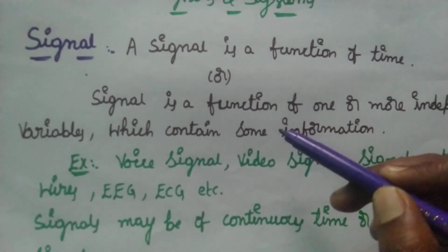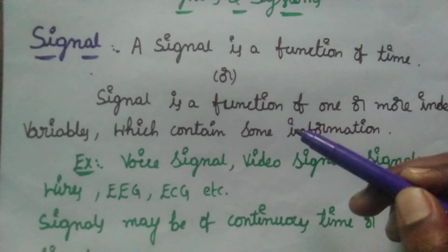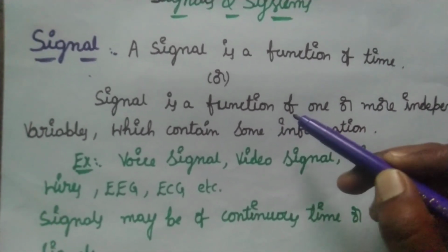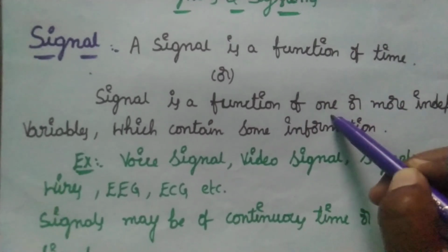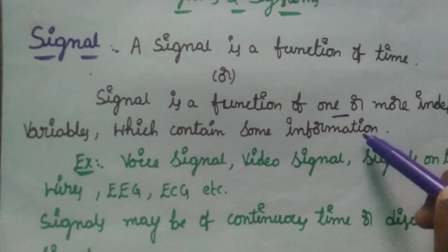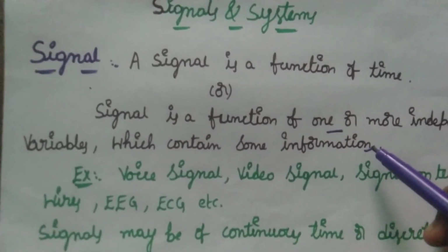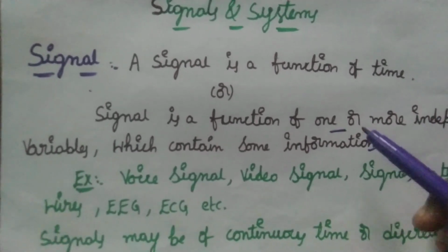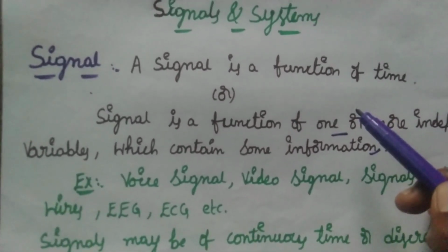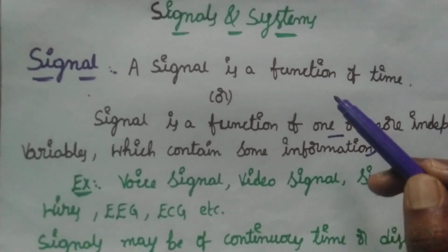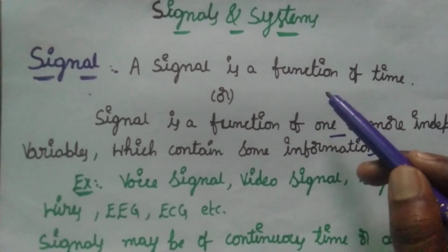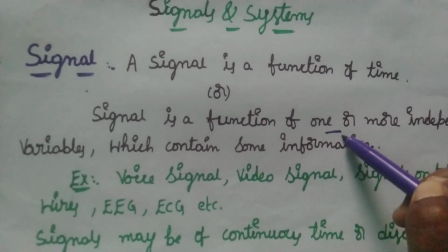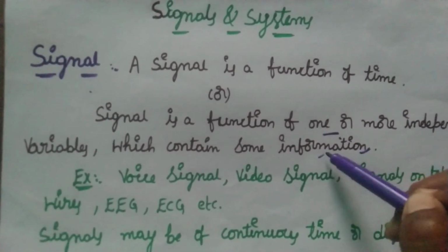Here we have to observe that a signal is a function of not only one independent variable, it is a function of one or more independent variables, and it contains some information. A signal always carries some information. So these are the two points of the signal definition: first, a signal is a function of time, and second, it is a function of one or more independent variables which contain some information.